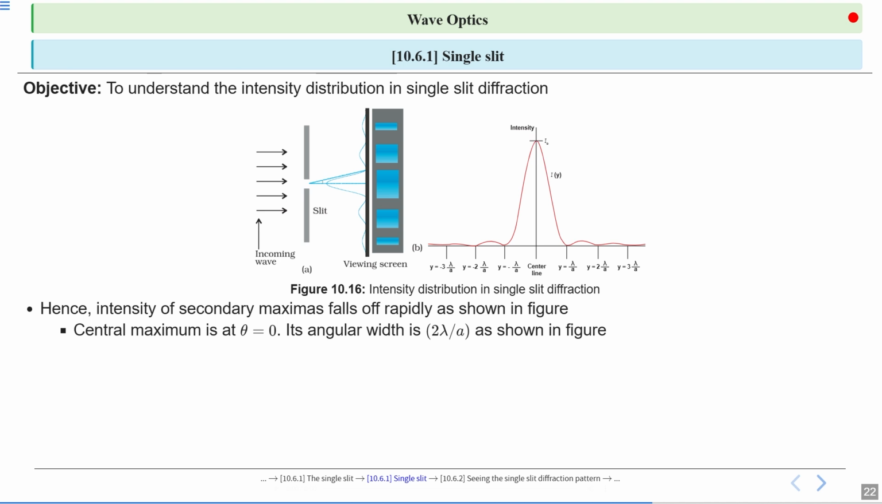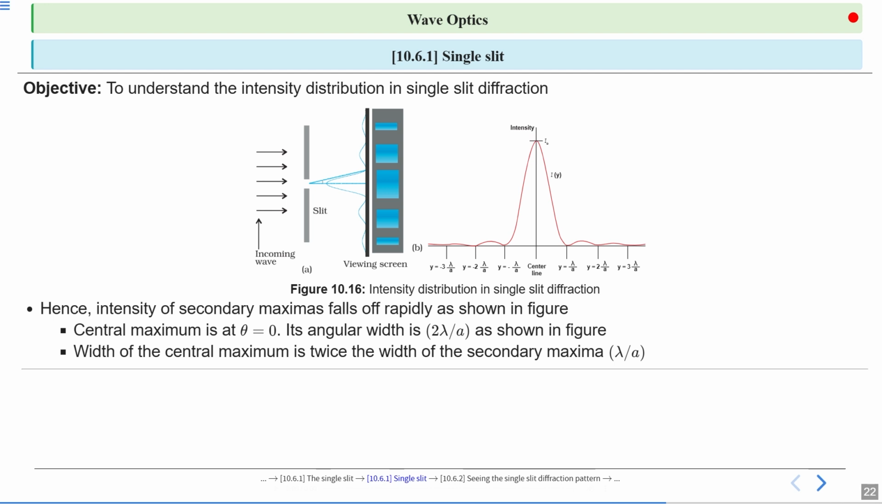So let's focus on the central maximum. It occurs at the angle theta equals 0. The angular width of this central maximum is given by 2 times the wavelength divided by the slit width, a. This means the central maximum is the brightest and widest part of the diffraction pattern, which is why it stands out so prominently.